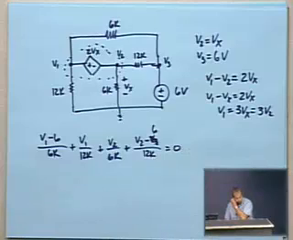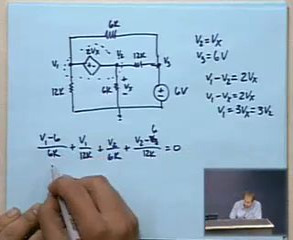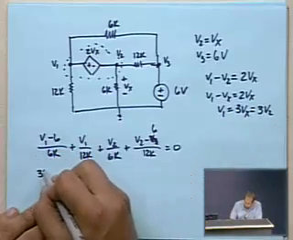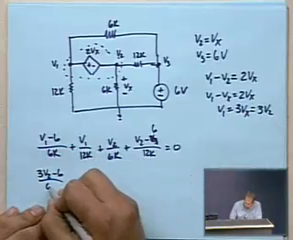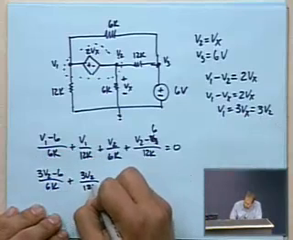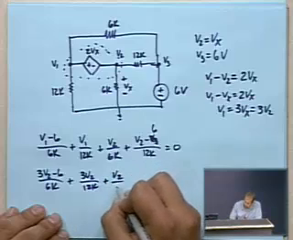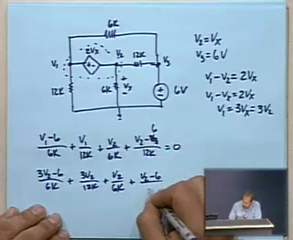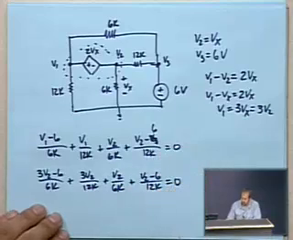So we can pop right in there and replace everywhere we see V1 with 3V2. So we've got 3V2 minus 6 over 6K plus 3V2 over 12K plus V2 over 6K plus V2 minus 6 over 12K, and that equals 0.